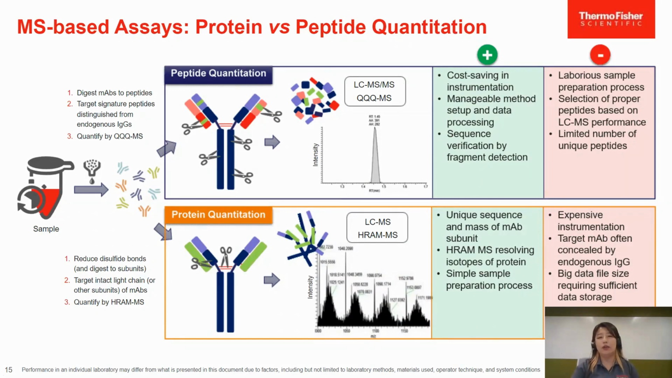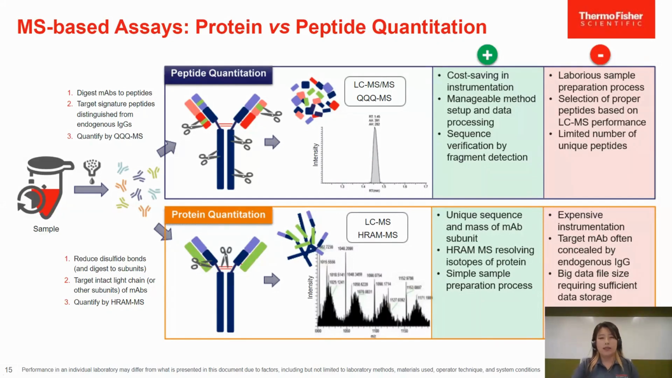In this case, protein quantitation can be a solution because it targets a unique sequence and a mass of the mAb subunits. By applying HRAM mass, you can resolve the isotopes of your proteins. Compared to peptides, protein quantitation has a relatively simplified sample preparation, so usually within an hour or a couple of hours, you can finish the sample preparation.